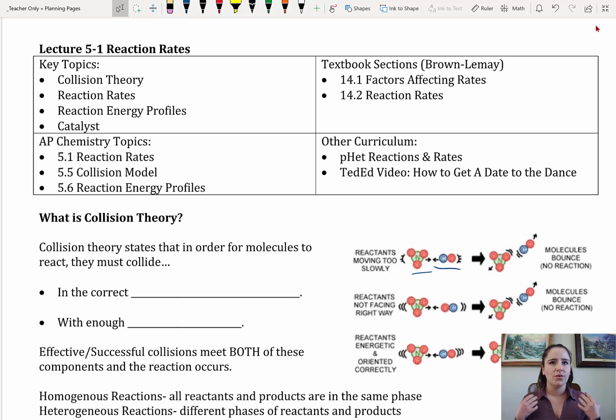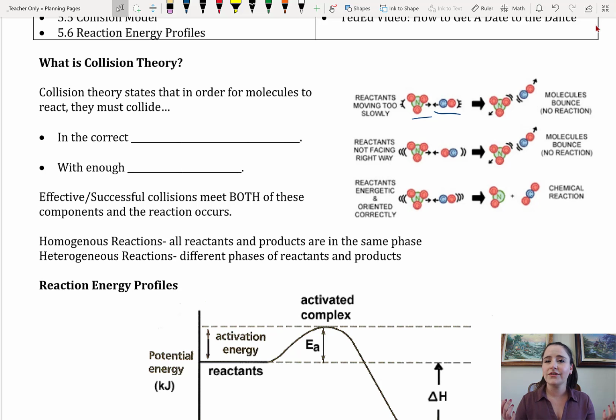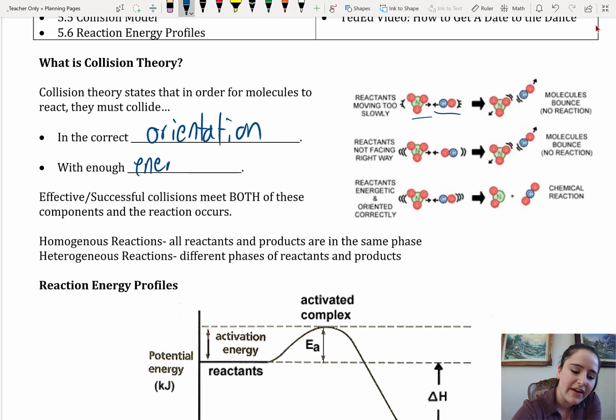So, why do chemical reactions happen? How do they actually happen? That's explained by something called collision theory. And this is pretty intuitive. In order for two reactants, two chemicals to react, they have to interact. They have to bump into each other, okay? But it's not just enough to bump into each other. There have to be two conditions. They have to collide in the right orientation and with enough energy, okay? If those two conditions aren't met, the reaction's not going to happen.